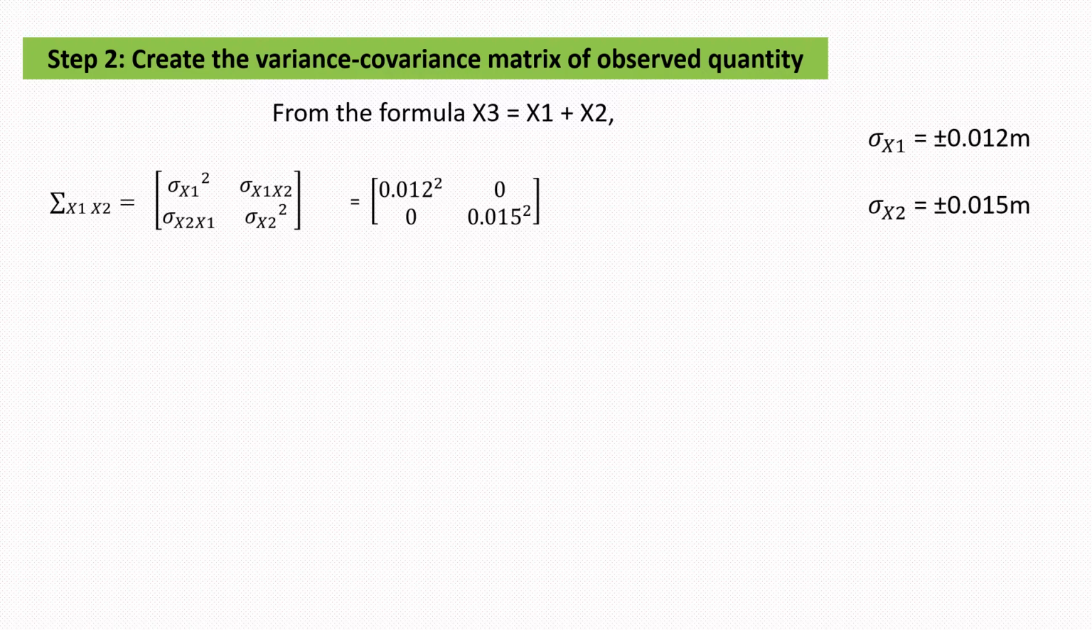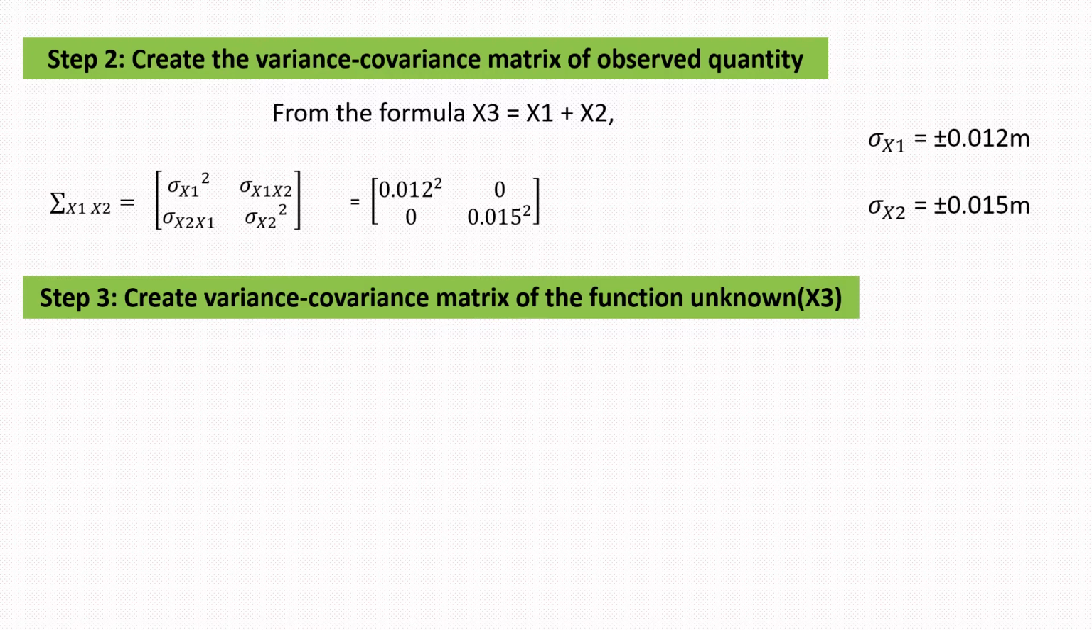The dimension of this matrix will differ based on the number of observed quantity. In this example, there are only two observed quantity, which is x1 and x2. So, the dimension of the matrix will be 2 by 2. If there are 3 observed quantity, then a 3 by 3 matrix will be created, and if there are 4 observed quantity, a 4 by 4 matrix will be created.